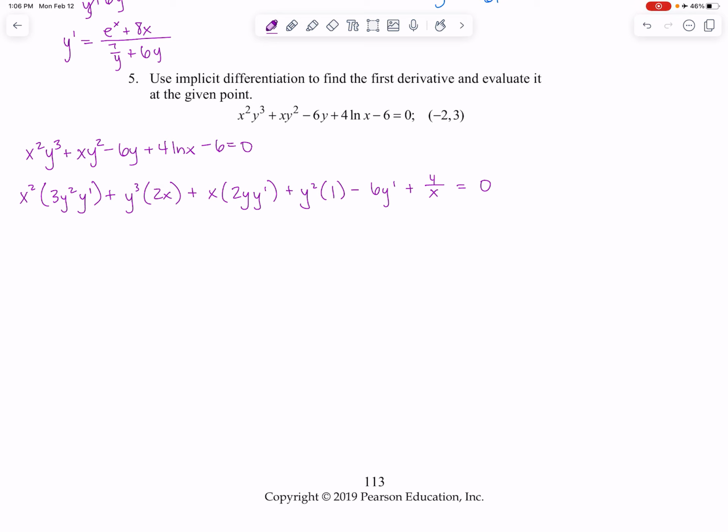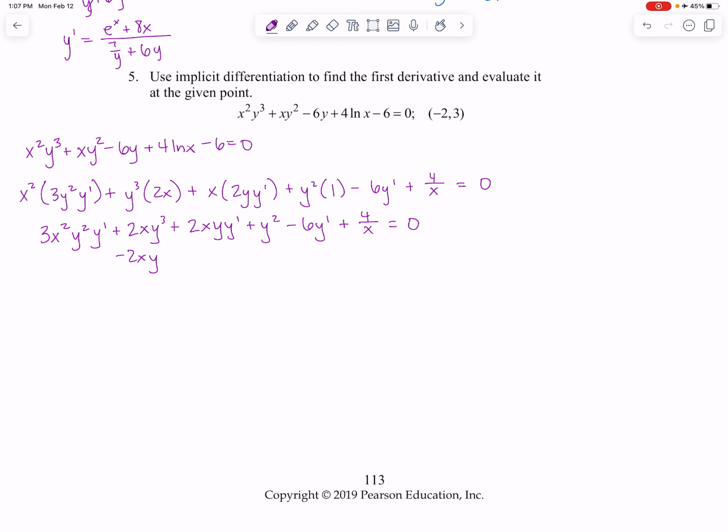Now let's multiply some things out. 3x squared y prime, plus 2xy cubed, plus 2xy y prime, plus y squared, minus 6y prime, plus 4 over x equals 0. Now let's move anything that does not have a y prime, so minus 2xy cubed, minus y squared, minus 4 over x.